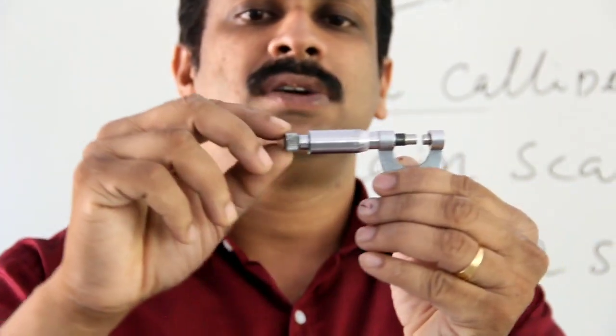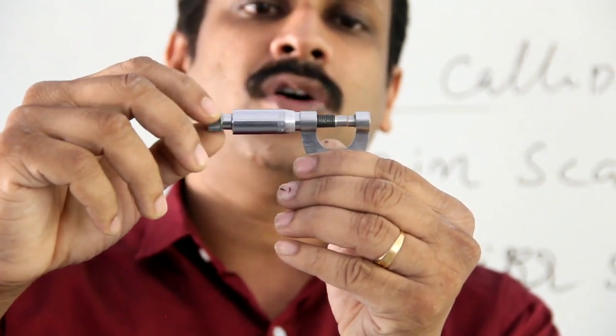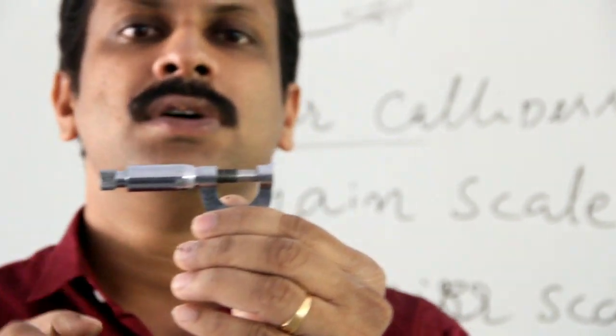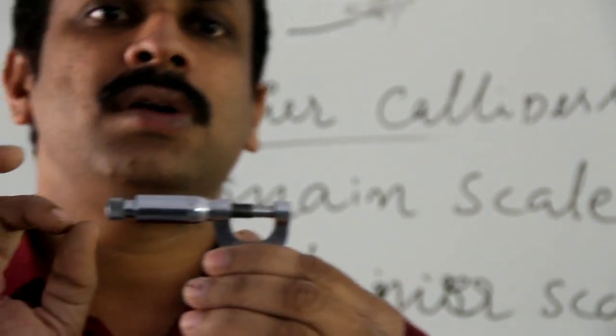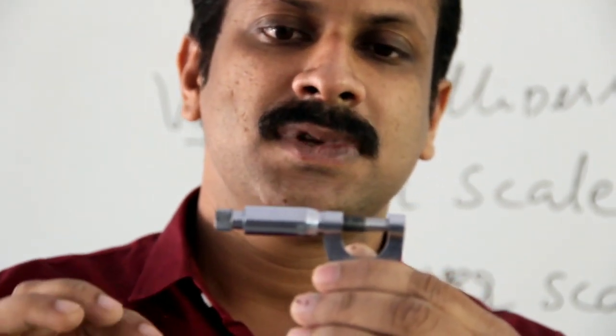This is called a ratchet. When you tighten the object, you use the ratchet. After that you will hear a tick sound. When you hear this sound, just stop tightening.